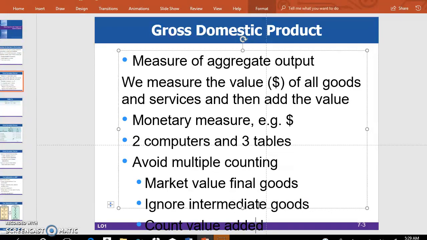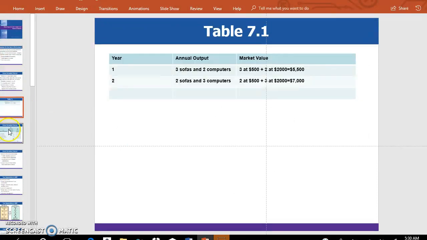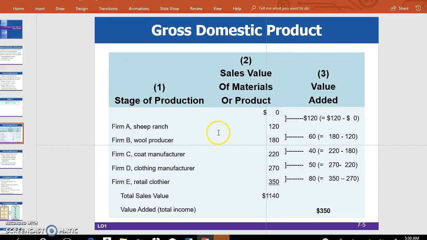So and we count what? Count value added, right? So when we subtract the value of the intermediate good from the value of the final good, the difference between those two, the difference is what? Value added. And then we add that in here. That is the example we will show in here.